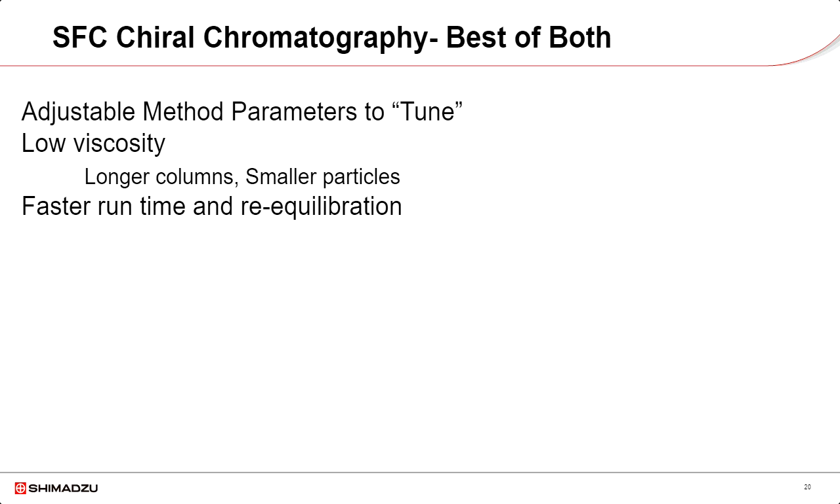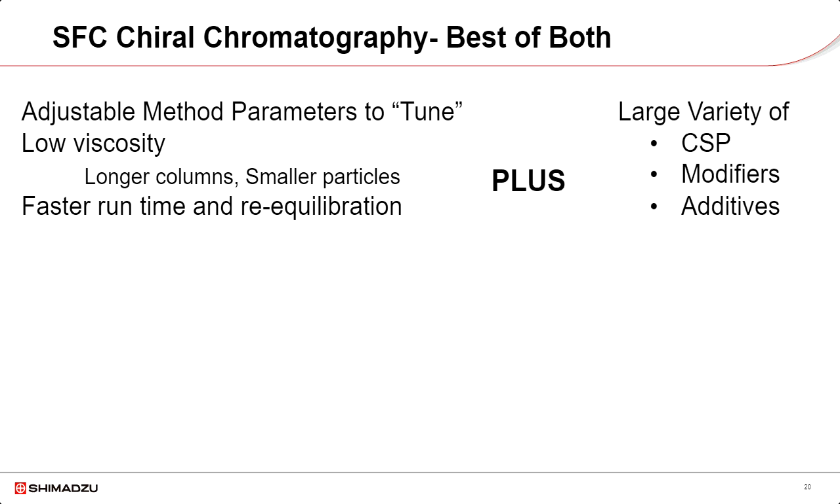Add to that the number of chiral stationary phases that are out there, the number of modifiers, and of course our custom blending that allows you to mix and match different modifiers and different additives. Put those together, it gives you more screening options, allows you to screen faster, which should give you a greater chance of finding success.